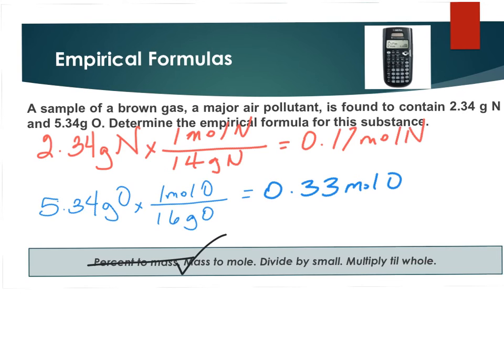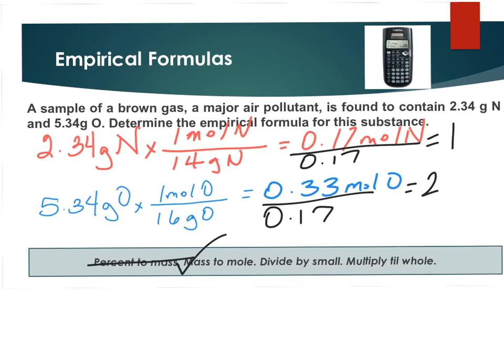The next step says to divide by the smallest. We know that 0.17 is smaller than 0.33, so we're going to divide both of them by 0.17. That gives a ratio of 1 mole of nitrogen for every, basically, 2 moles of oxygen. So it's a 1-to-2 ratio of nitrogen to oxygen. We have whole numbers there, so our empirical formula is just NO2. It may or may not be our actual chemical formula. We'll find out shortly.